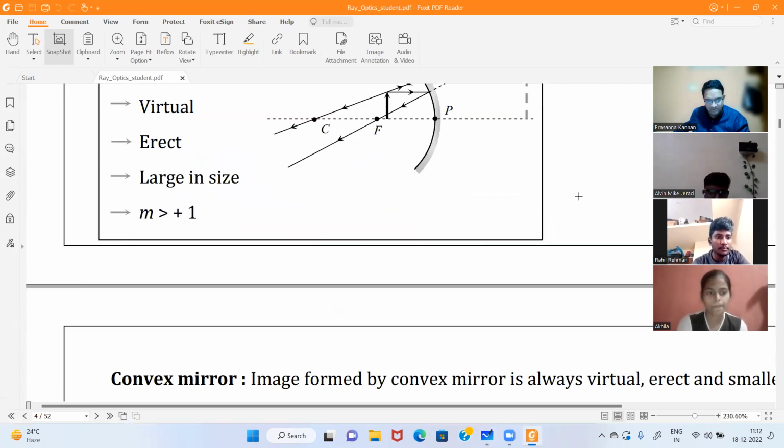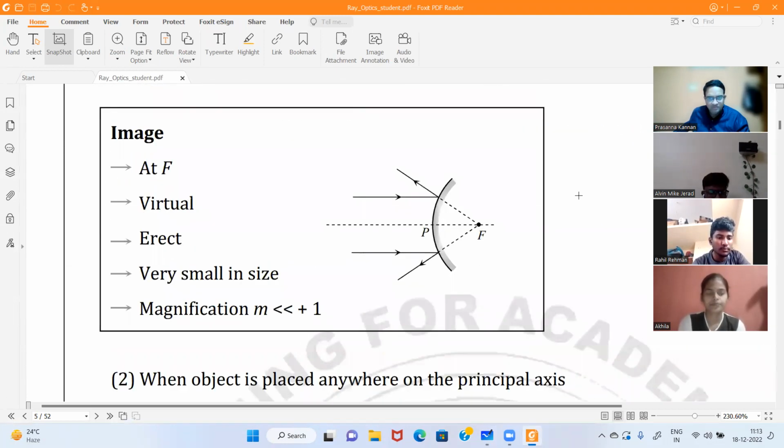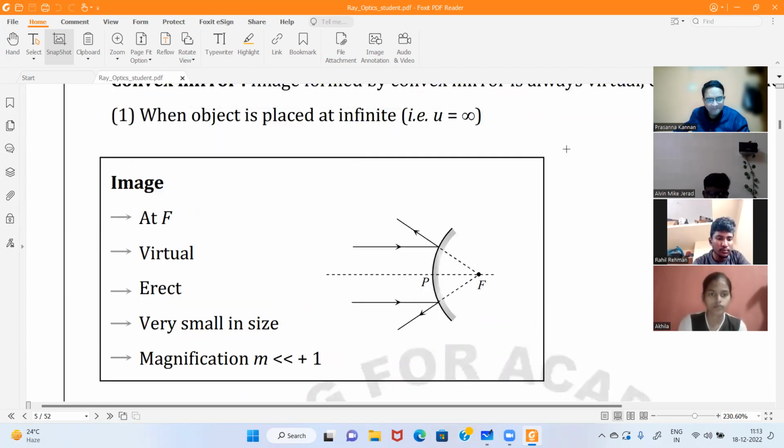Now let's look at the convex spherical mirror. Can you see the convex spherical mirror? In this, when the object is at infinity, what is happening? These are the reflected rays. Understood? Are you all seeing this? Yes, sir. Yes, ma'am. Are you looking at this screen? Yes, sir.